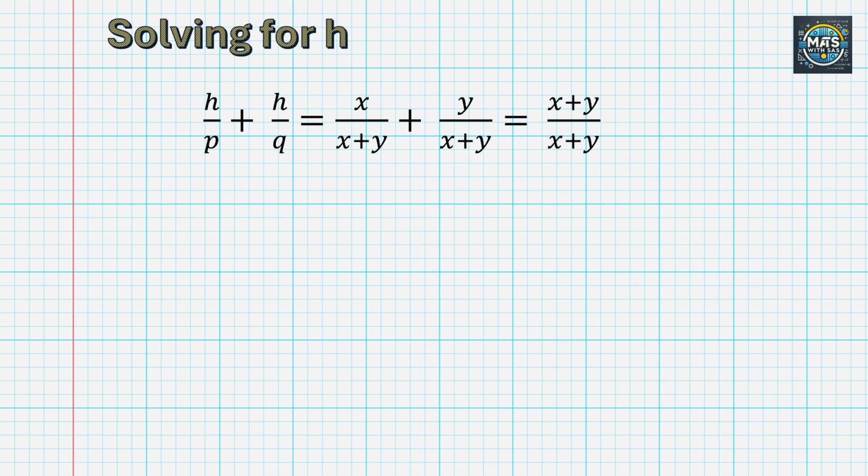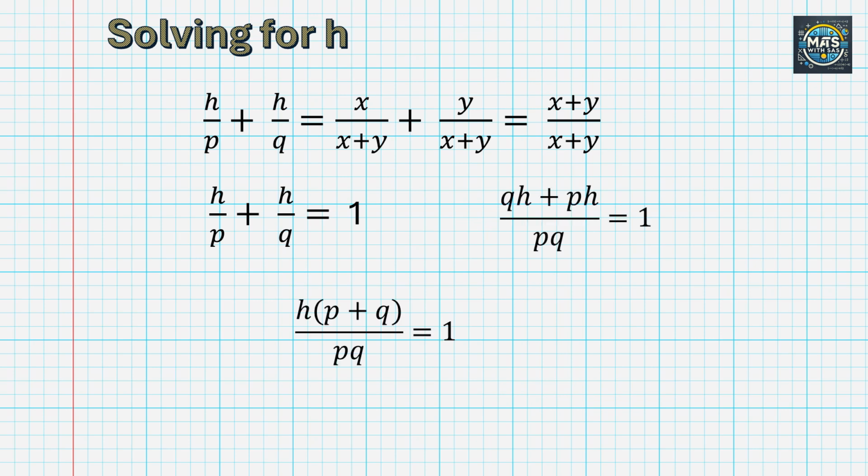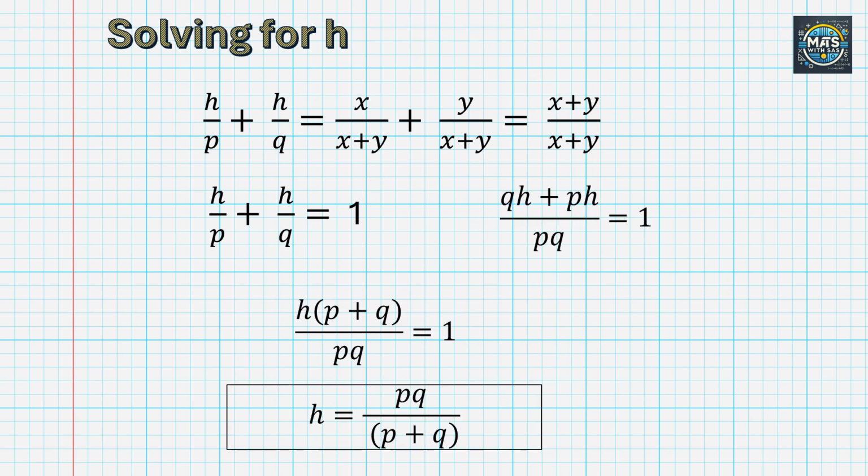Since the denominator x plus y cancels out, we simplify to h divided by p plus h divided by q equals 1. Rearranging this equation, we solve for h. h equals p times q divided by p plus q. And that's our final formula.